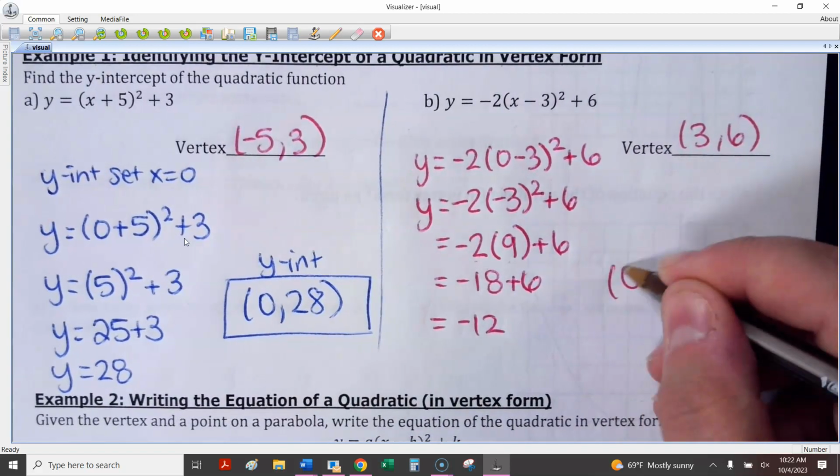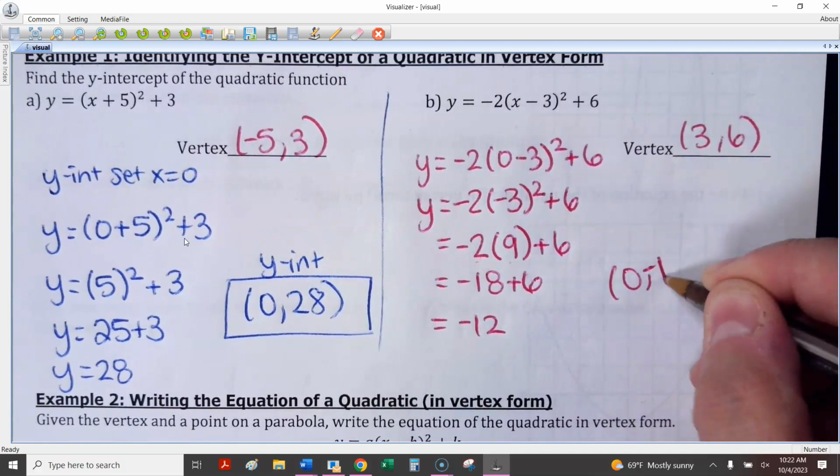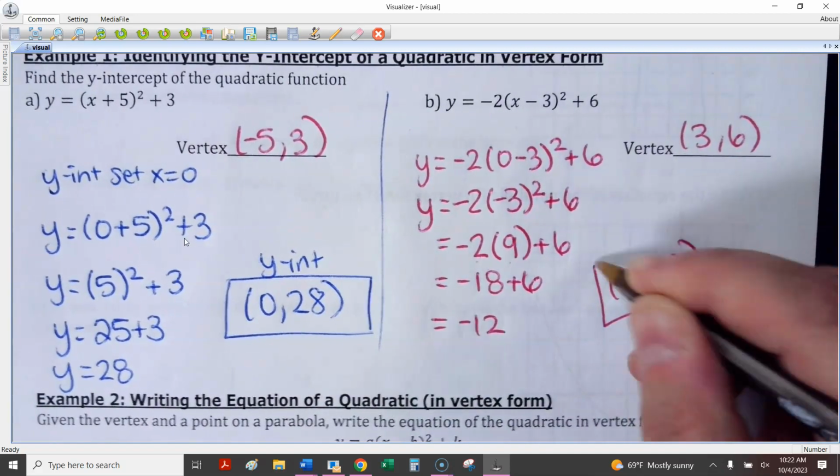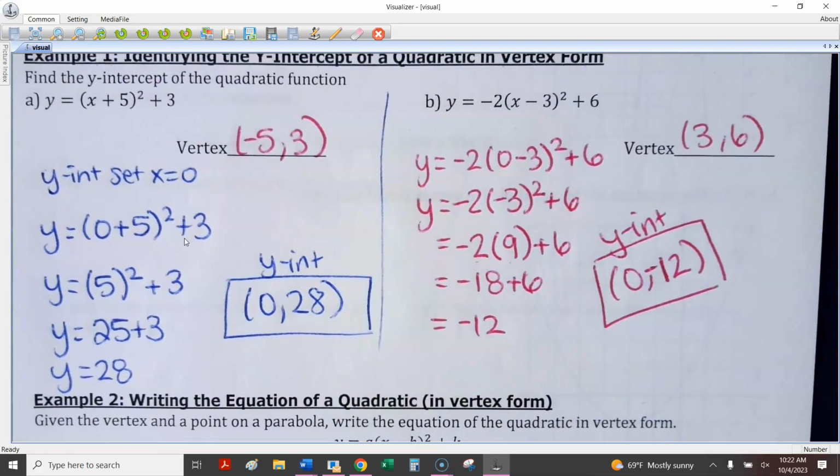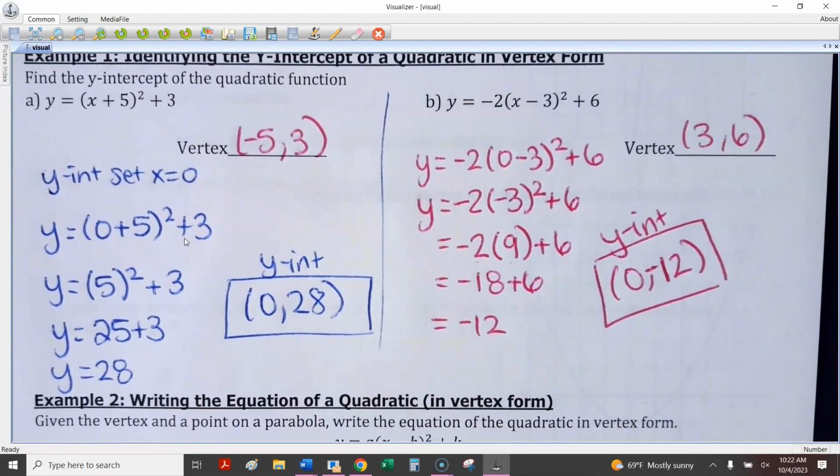So I plugged in 0. Oops, I got -12 as my answer. So (0, -12) would be the y-intercept for that graph. So is anybody having a question? Just wanted to clarify that. Y-intercept, you cannot see it in vertex form. You've got to plug in 0 and figure out what it would be if you simplify it.